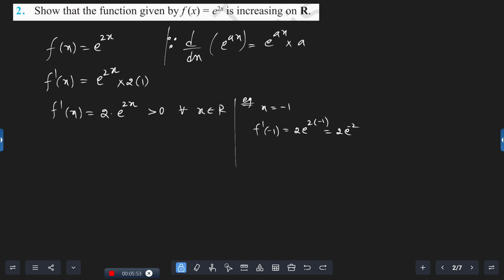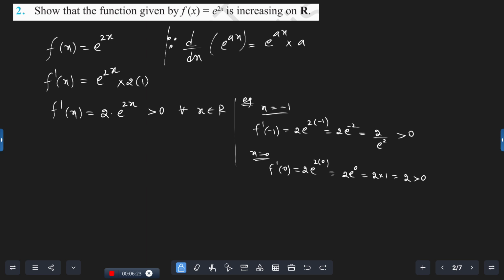No, don't think like that. The power is negative, not the term. Now we can write e power minus 2 as a positive number, so it is greater than 0. Suppose x is 0 now, what will happen? f dash of 0 is 2 into e power 2 into 0, which is 2 into e power 0, that is 1, which is equal to 2, also greater than 0, again increasing.